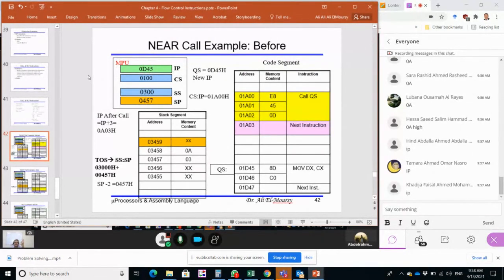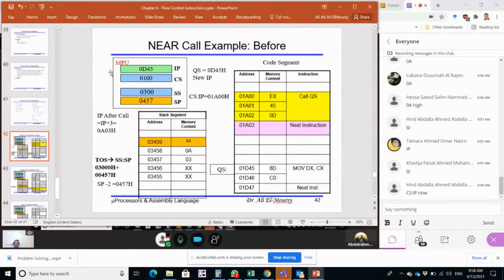So now the call did two things: push the IP after the call into the stack, and jump by changing the IP to the target address given in the call. That's it, the call finished its job. Now the microprocessor will go to execute next. It will go to do a fetch.